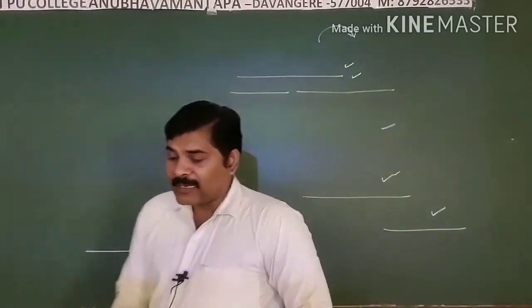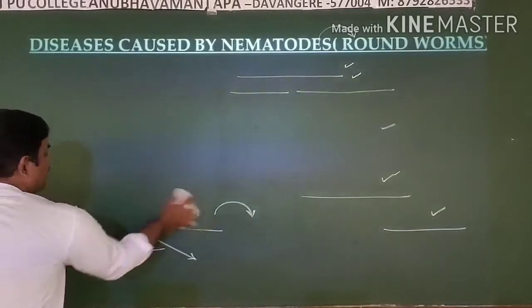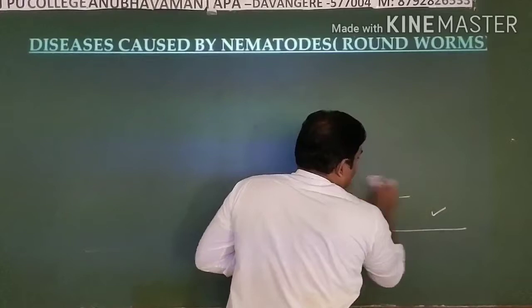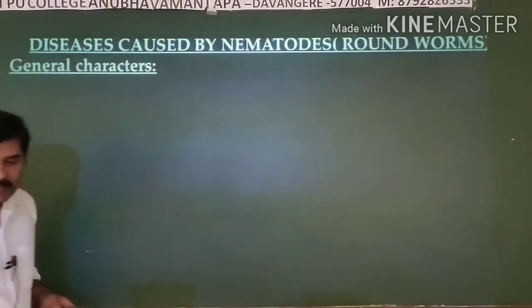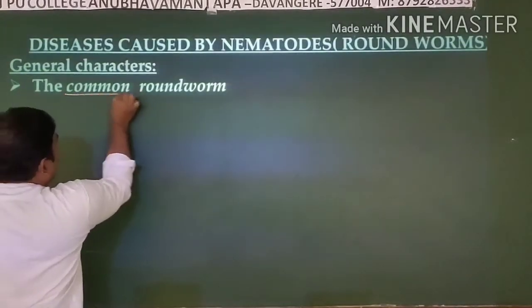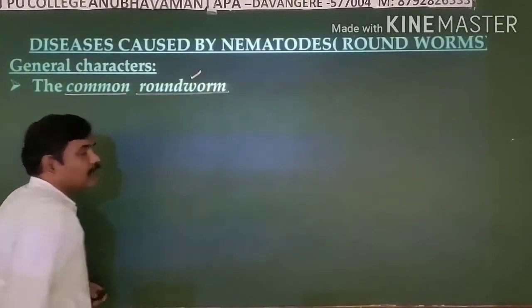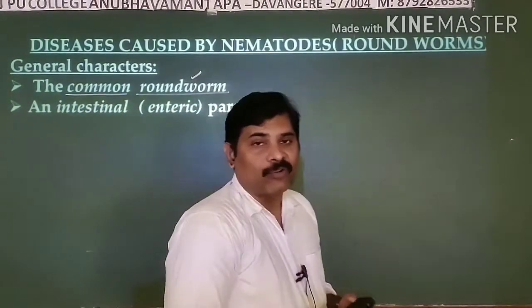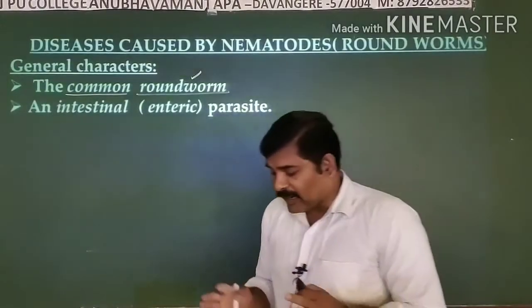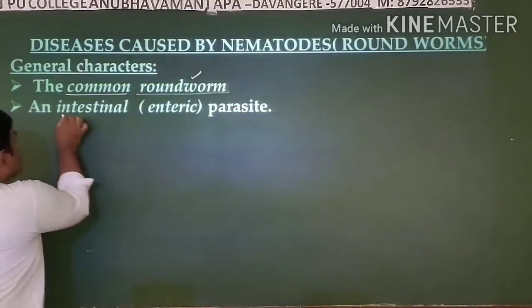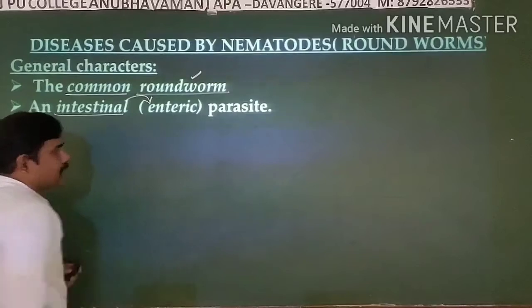Let us see some general characteristic features of this nematode parasite, Ascaris lumbricoides. It is generally known as the common roundworm. It is an intestinal parasite or enteric parasite. That means in the human body it is present in your small intestine. Hence we call it an intestinal or enteric parasite.